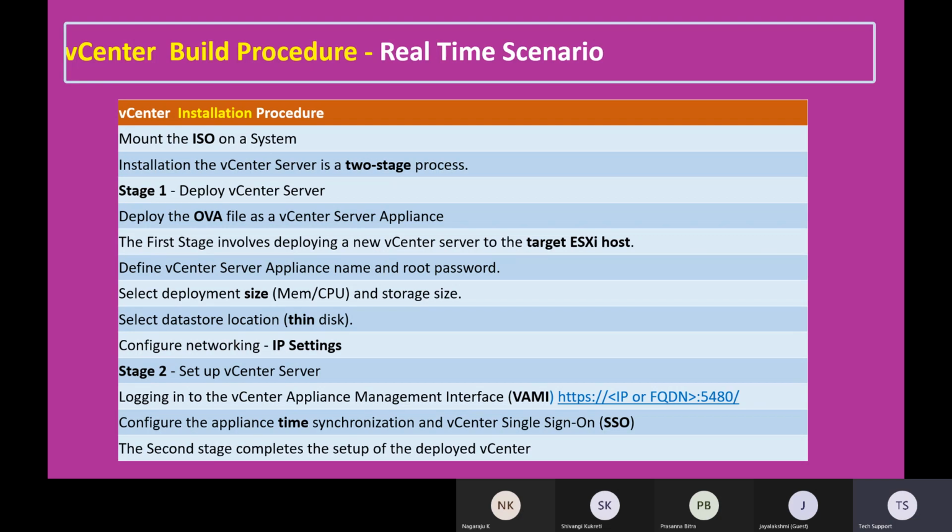Okay, once we log into the vCenter server portal, the next step is we have to configure the appliance time synchronization and vCenter SSO. SSO means single sign-on. And the last step is second stage completes the setup of a deployed vCenter server. And now we'll go to the post installation steps.